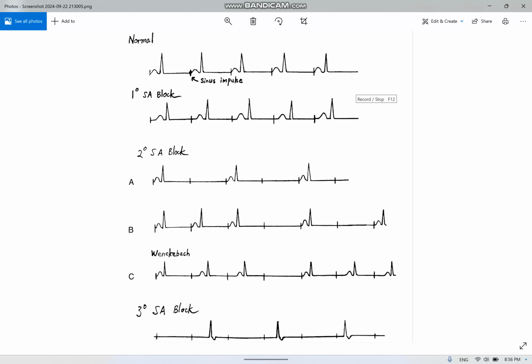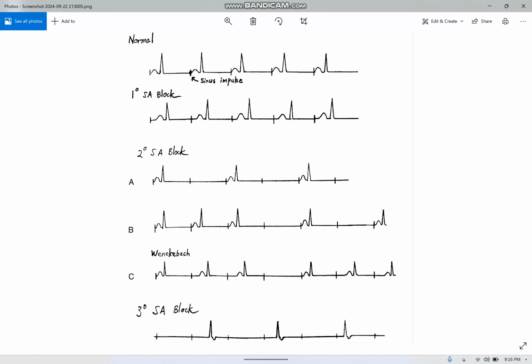Sick sinus syndrome consists of a bunch of different abnormalities, identified as failure of propagation of depolarization beyond the sinus node, also known as sinus exit block, or failure to generate an impulse within the SA node. Today's case is about exit blocks, and you can see the different types in this slide.